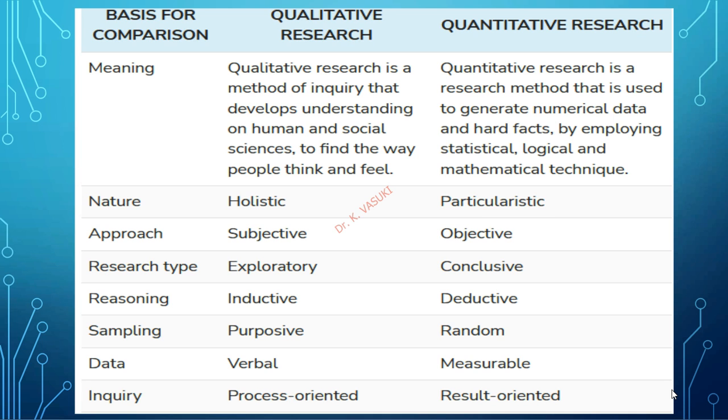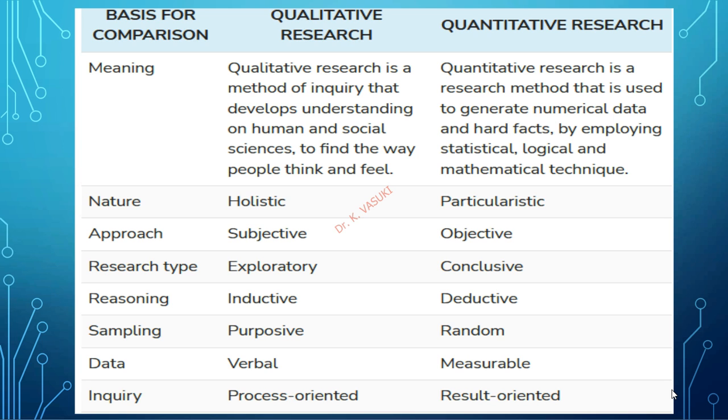The nature of qualitative research is holistic. It studies human behavior, human attitude, human thought process, and human perception about something. So it is holistic, whereas quantitative research is particularistic. In qualitative research, they take a subjective approach. They are studying human beings and their society and their culture. So it is subjective oriented, whereas quantitative research is objective oriented.